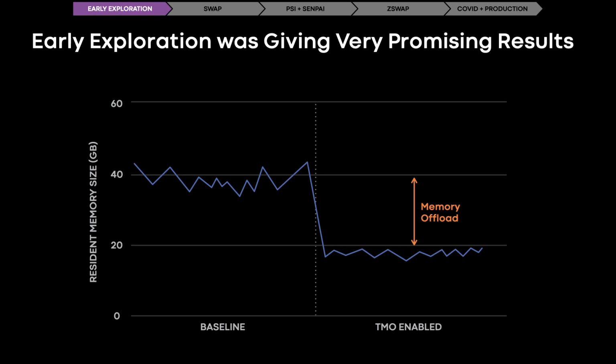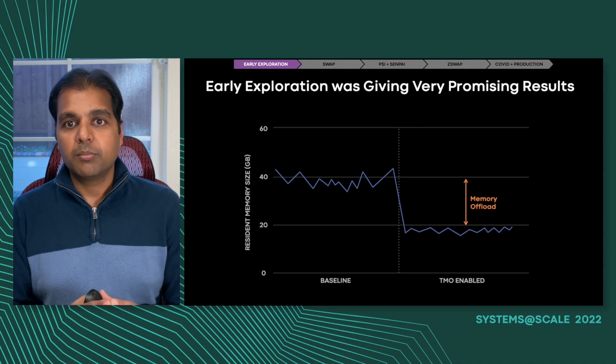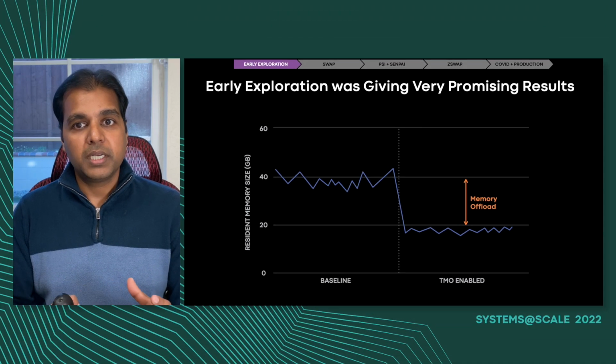So early exploration, this is early 2020, was giving us very promising results. This chart is showing on the x-axis a baseline tier where we were not doing any TMO, and on the right-hand side, it's showing TMO enabled for the same exact workload. The y-axis is showing the resident memory or the memory used by the application. It was about 40 gigabytes when we were not using TMO, and as soon as we enabled memory offloading, the used memory on DRAM went down to 20 gigabytes. So we were seeing 50% memory reduction for this workload when TMO was enabled.